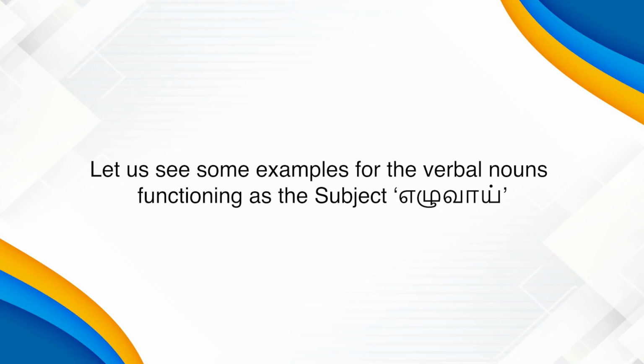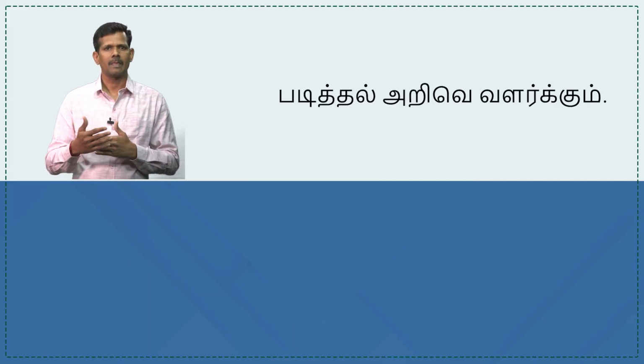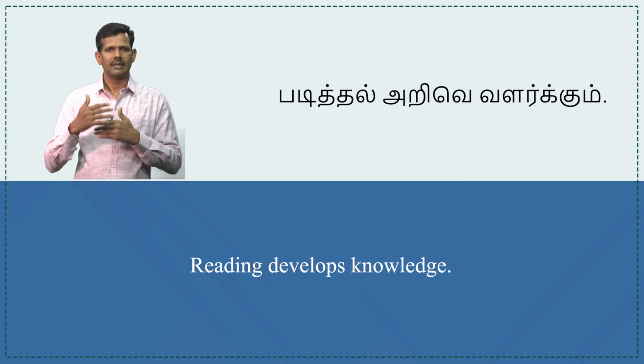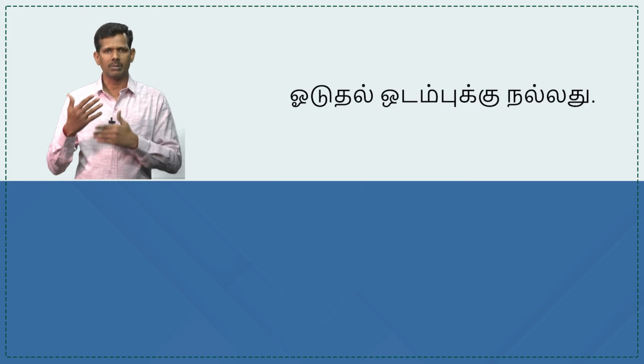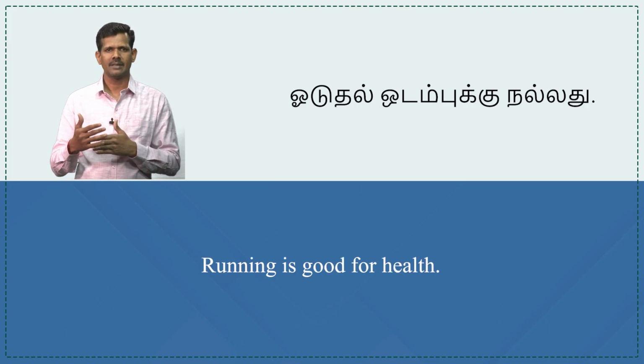Here are the primary grammatical functions of verbal nouns in Tamil. Let us see some of the examples for the verbal nouns functioning as the subject. A verbal noun can act as a subject of a sentence representing the action as the primary entity being discussed. Padithal arive valarkum, means reading develops knowledge. ஓடுதல் உடம்புக்கு நல்லது, means running is good for health.